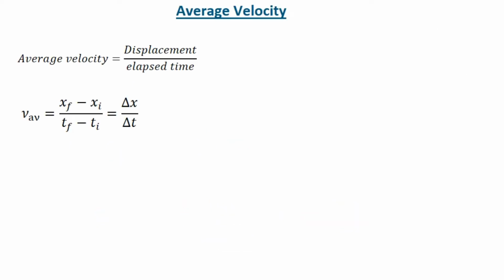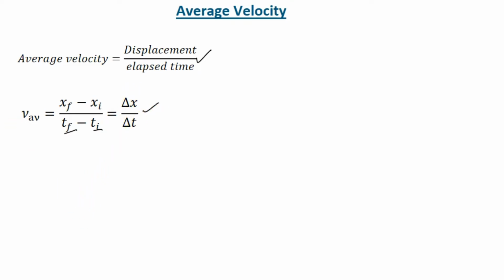Now next we're going to discuss the term average velocity. This is another physical quantity that is often more useful than the average speed, and it is defined as the ratio of displacement over elapsed time. Displacement we have discussed earlier: it is xf minus xi, the final position minus the initial position, divided by the elapsed time. Elapsed time is the final time minus the initial time, that we can also write as delta x over delta t.